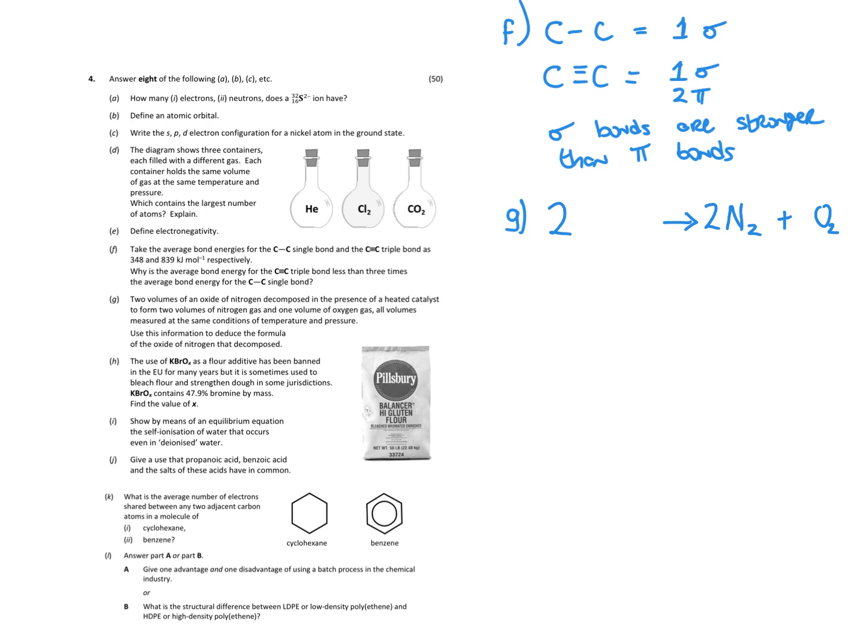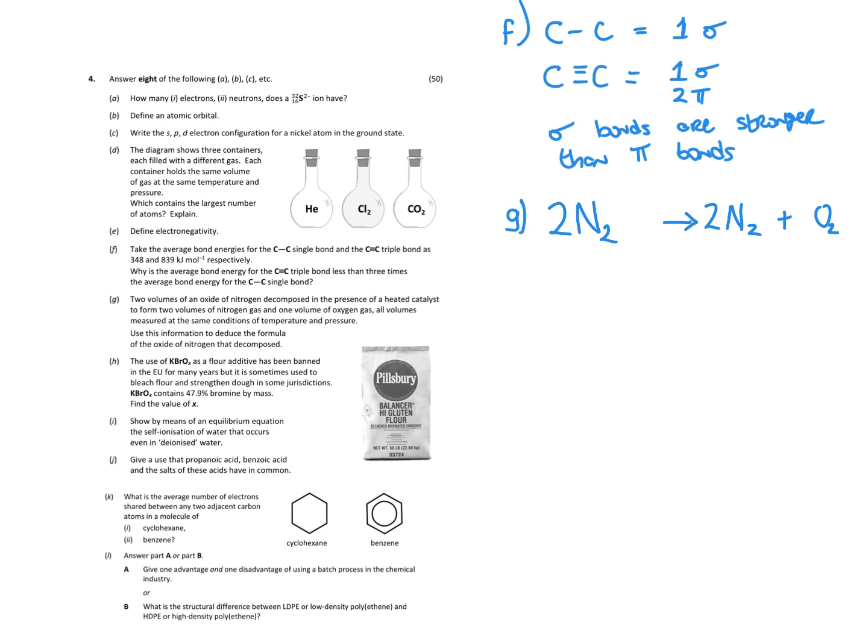So what we can see here is that on your product side, you've got 2 nitrogen molecules, so that means there's 4 nitrogens. Now, you're told 2 volumes of an oxide of nitrogen breaks down. So if you've got 2N2 on the right-hand side, you're going to have 2N2 on the left. Now, we know that this oxide breaks down to form oxygen gas, which is O2. Now, we have 2 moles of our oxide, or 2 volumes of our oxide.